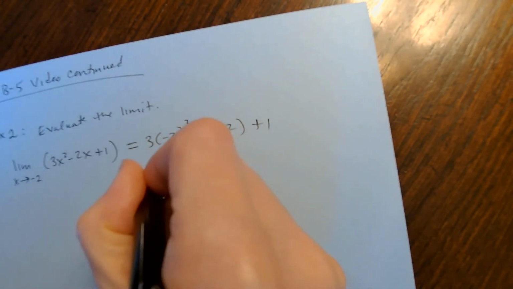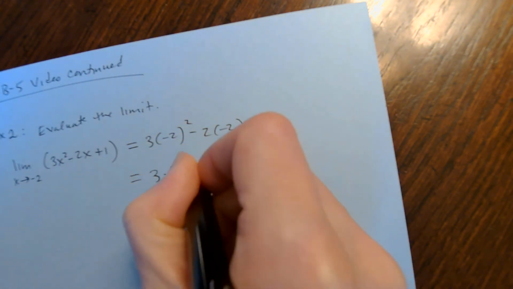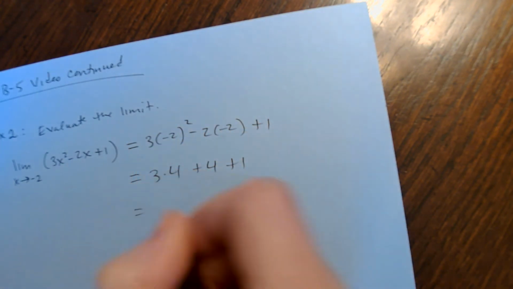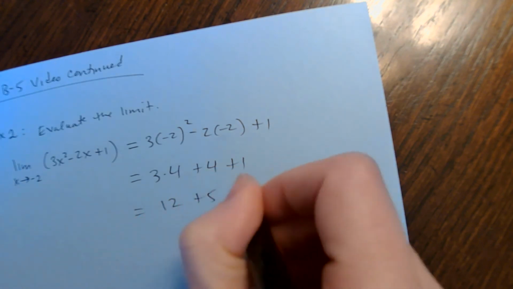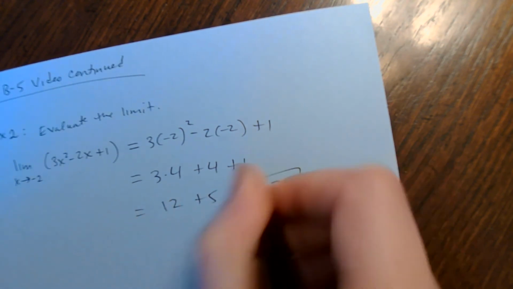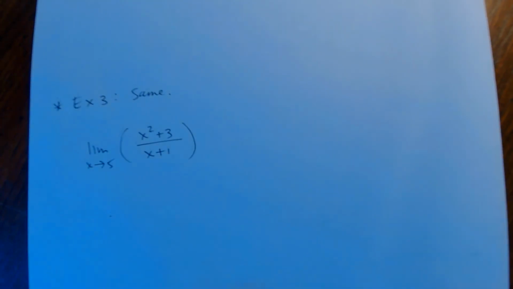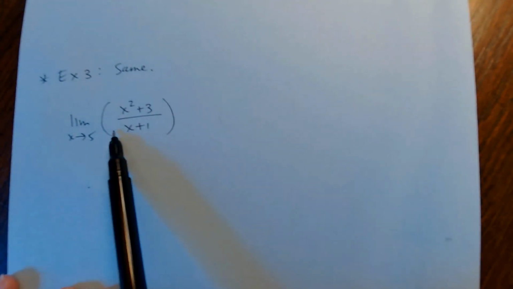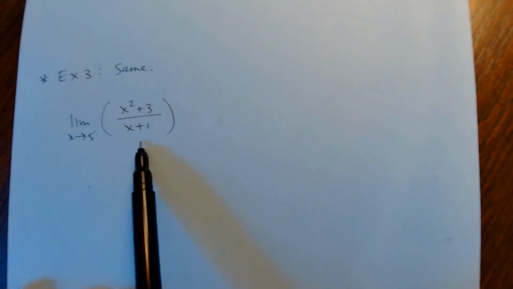All right, so this is 3 times positive 4 plus 4 plus 1. This is 12 plus 5. That's 17. Okay, now here's an example where this function is not continuous everywhere.